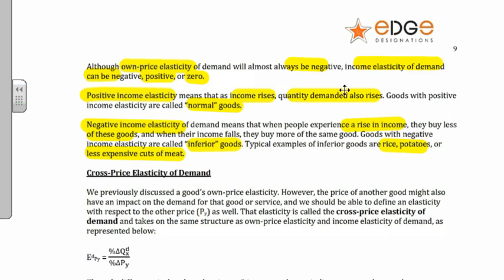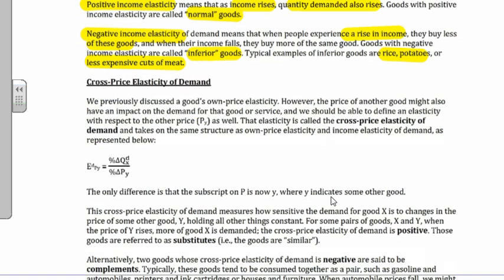Cross price elasticity of demand. Previously we spoke about what? The good's own price elasticity. But what about cross, another good? Let's say, for example, the price of another good might also have an impact on the demand for tea. What happens if we're talking about another product? Let's say, for example, coffee.